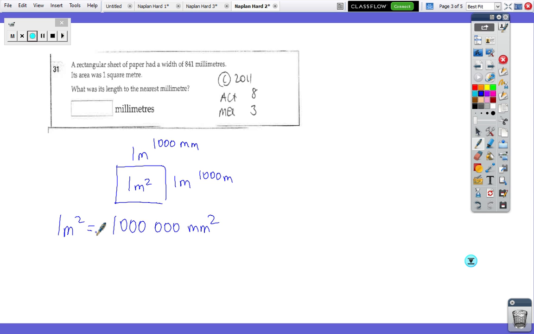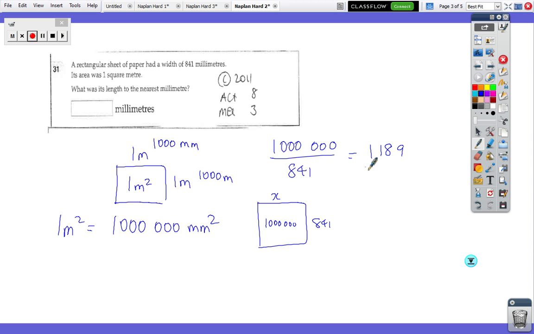So it's not straightforward. And then we have 1,000,000 divided by 841 because it's not a 1 by 1 necessarily. This one's going to be 841 times something equals 1,000,000. So we just divide on the calculator, 1,000,000 divided by 841 equals 1189 to the nearest millimetre. Okay, that's why that one's a bit harder.